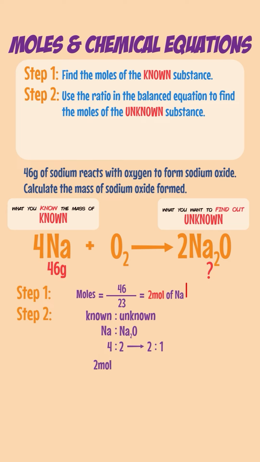So if you have 2 moles of sodium, which is your known, you need to divide it by 2 to find the moles of sodium oxide. And in this case, this would give 1 mole of sodium oxide.